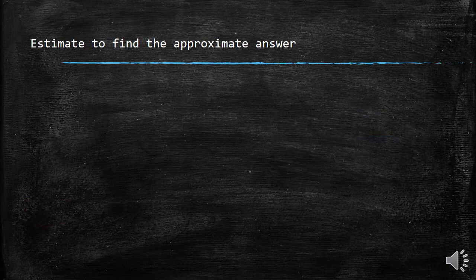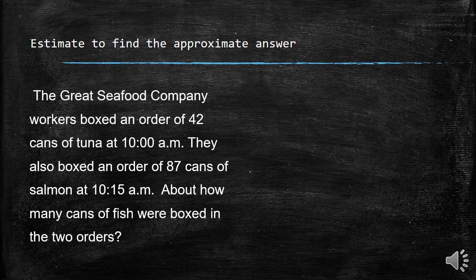Number 16. The Great Seafood Company workers boxed an order of 42 cans of tuna at 10 o'clock a.m. They also boxed an order of 87 cans of salmon at 10:15 a.m. About how many cans of fish were boxed in the two orders? Well, again, they're asking us for a number, and they want a total number, but this time they've given us two groups, and they want to know the total of the two groups. So we would have to add to solve this problem.